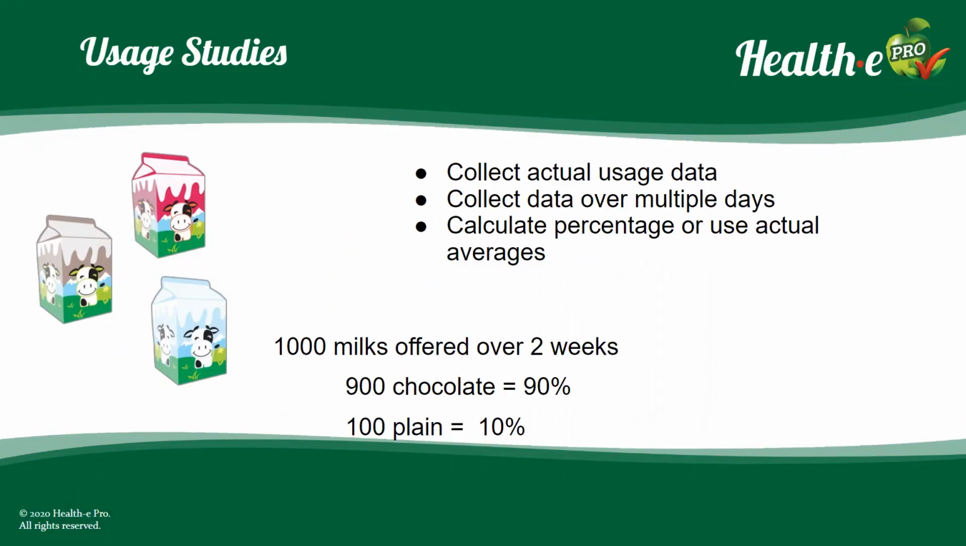For example, staff would count and record how many chocolate and how many plain milk cartons are served for a 2-week period. If you served, say, 1,000 meals over 2 weeks, and the total chocolate served is 900 and plain milk is 100, simple math here tells us that 90% of those kids take chocolate and 10% take plain milk. You then can write a recipe using the actual numbers with a yield of 1,000, or you can use those percentages in the recipe.